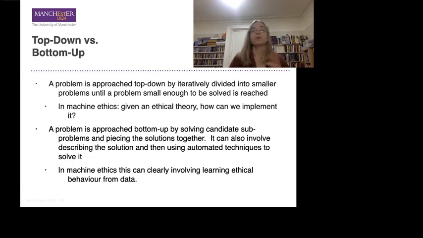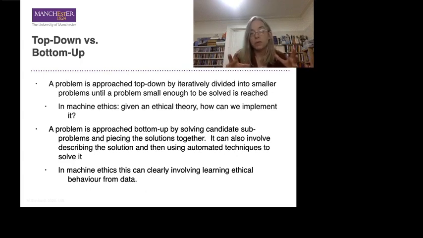Another distinction, which also comes from the Moral Machines book, is the difference between top-down and bottom-up implementations of machine ethics. So these concepts go back into the theories of the design of computational systems, and even further back into general problem solving. So you approach a problem top-down by dividing it into sub-problems and then tackling each sub-problem in turn, possibly dividing each sub-problem until you find a solution.